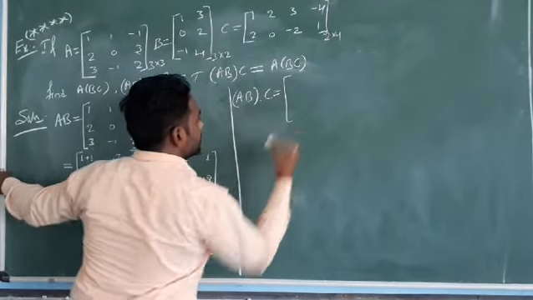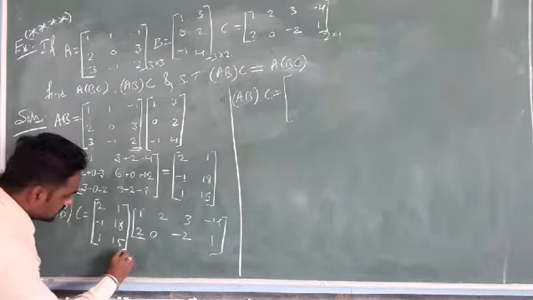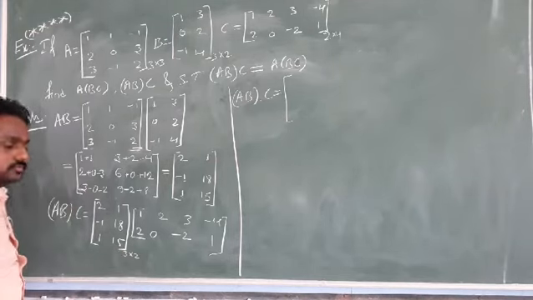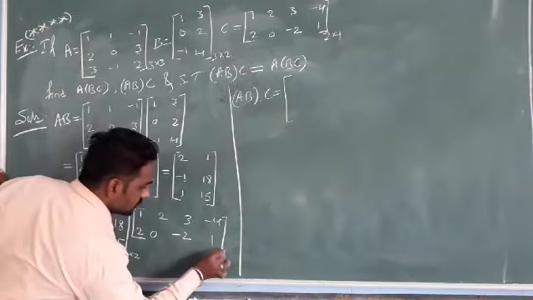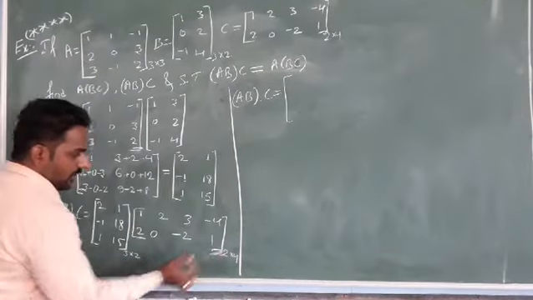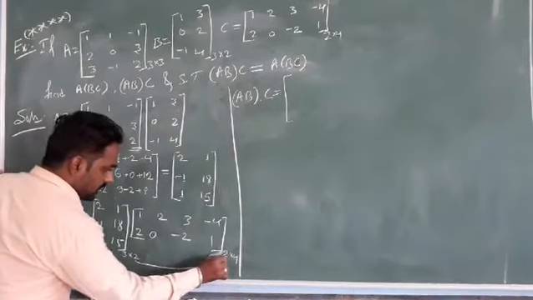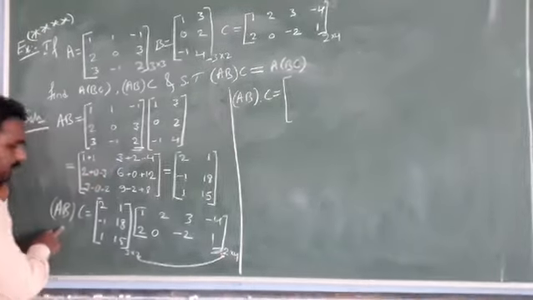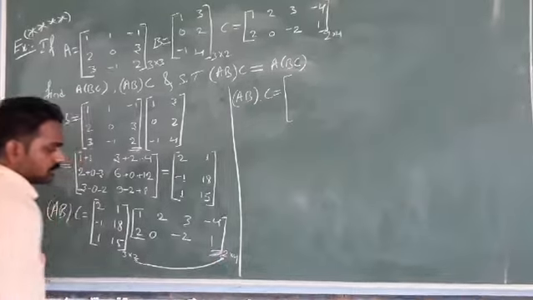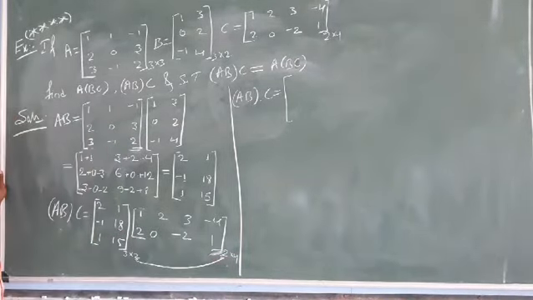So what would be the order of this product? This is 3 by 2 and this is 2 by 4. So the inner orders, 2 and 2, are equal. The number of columns of the AB is equal to the number of rows of the C. So we will get a 3 by 4 matrix.